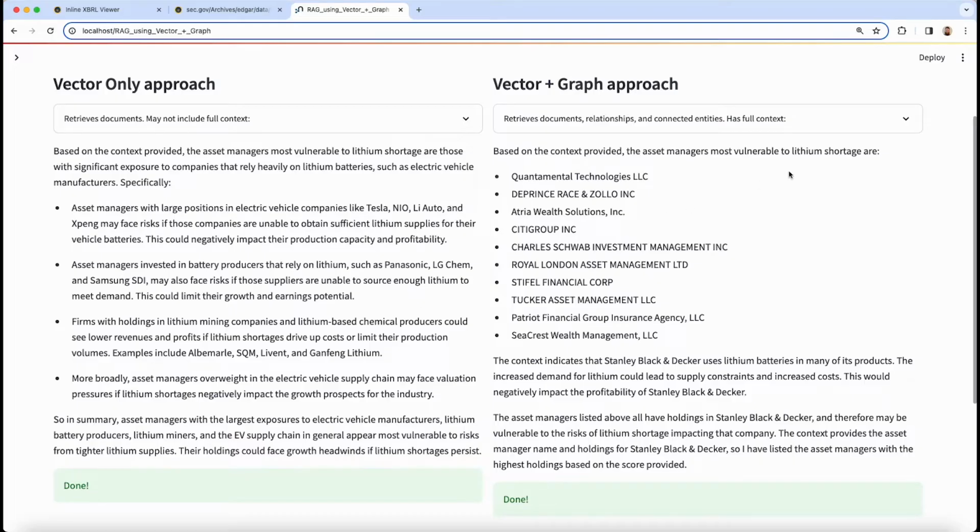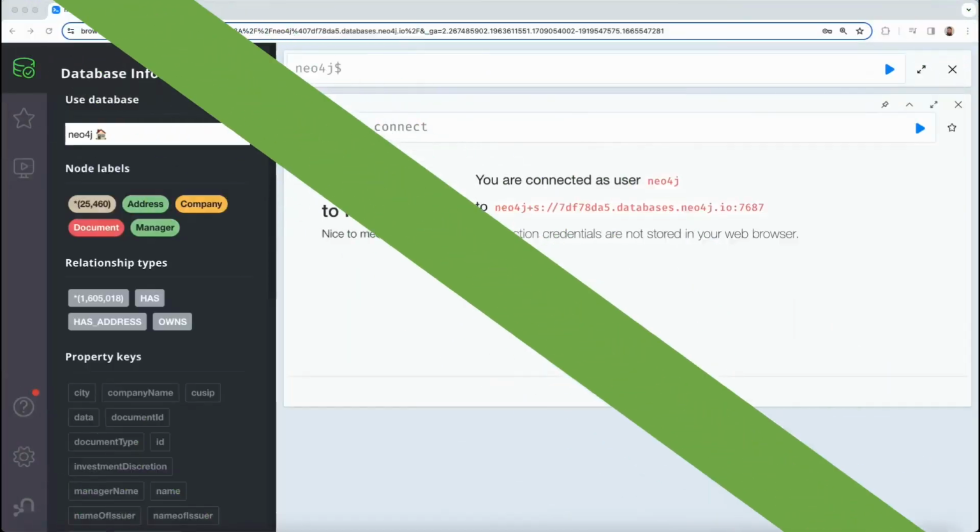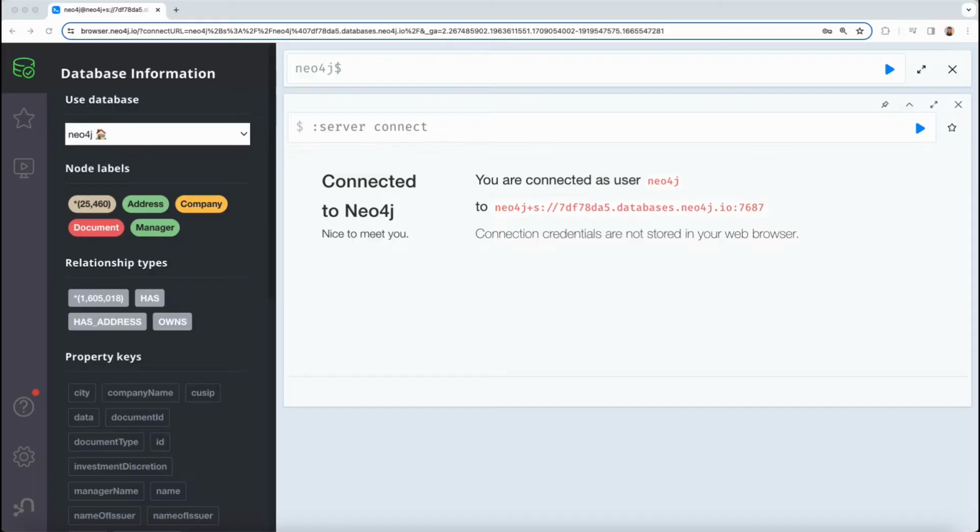If we go over to the vector plus graph approach, we'll get a specific list of asset managers back, along with an explanation around their position in a company that is particularly susceptible to a lithium shortage. And this demonstrates the major power of combining both the implicit facts inside of vector search and inside of text and unstructured data, and the explicit facts symbolically represented in a knowledge graph to provide the most relevant answer. To better see exactly how this works, let's take a look inside of Neo4j itself.